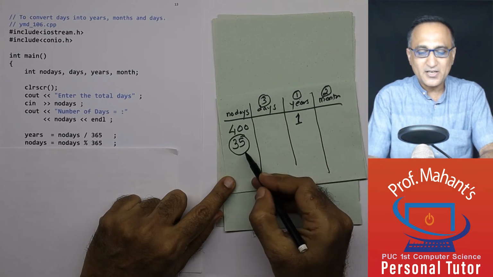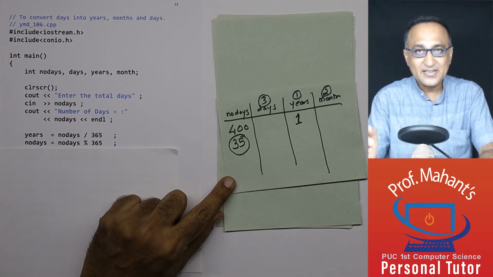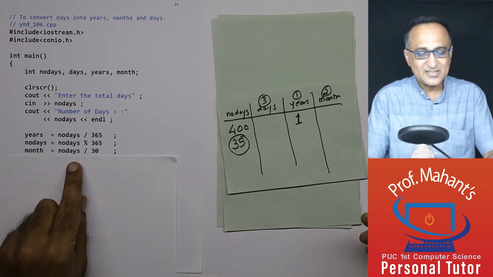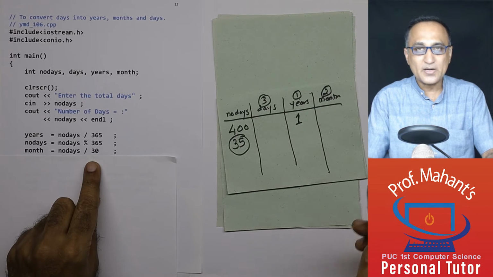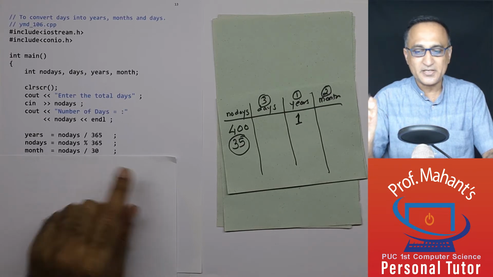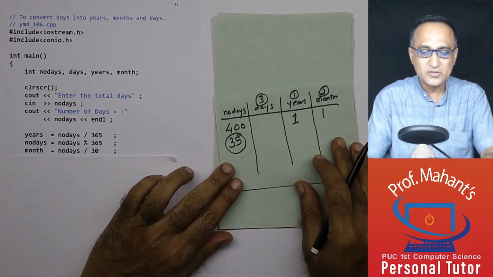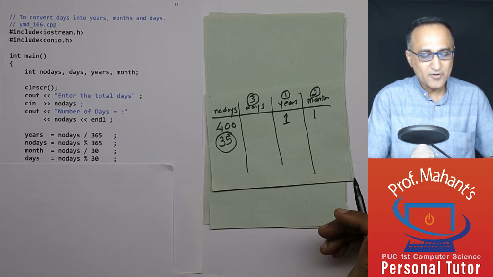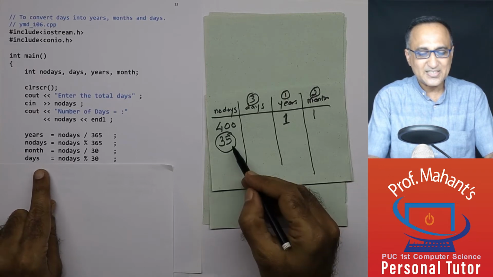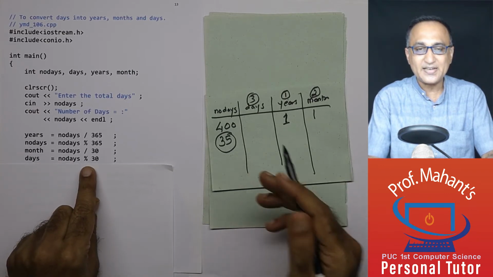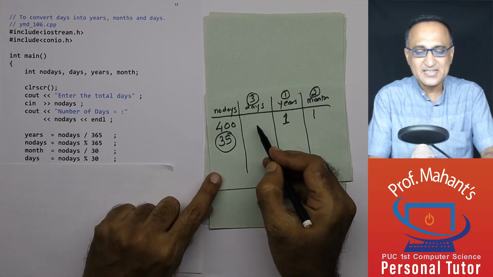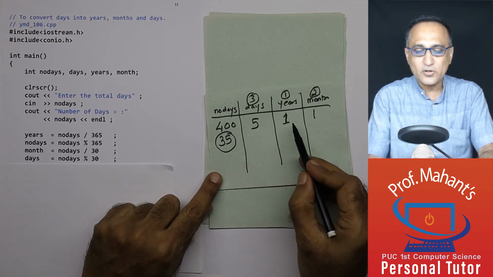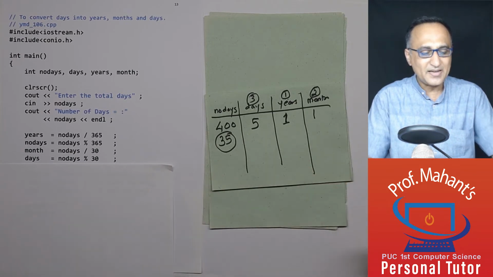Now if I divide 35 by 30, integer division, I am going to get the number of months. 35 divided by 30 is 1 point something, and I'm only worried about before the decimal. So it is 1 year, 1 month so far. Now we are left with 5 days. So days is 35 mod 30, which gives me the remaining days, 5 days. So 400 days is equal to 1 year, 1 month and 5 days.